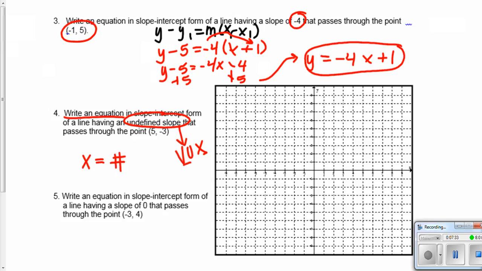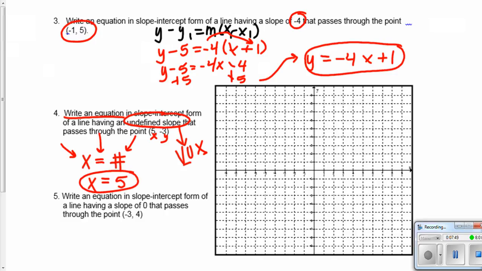That's all it is. The quick and easy way to do this problem is to look at the point they just gave me. I'm literally saying x equals a number. Well, look at your point. Which one of those is x? It's 5. So x equals 5.